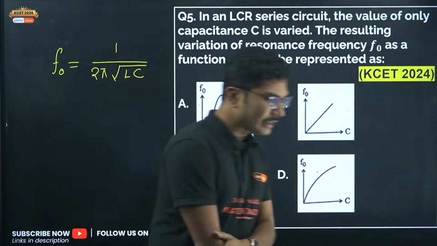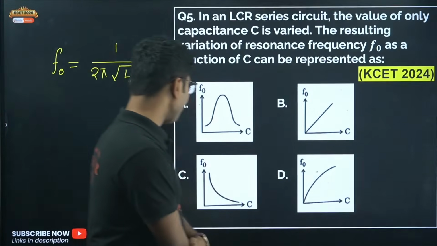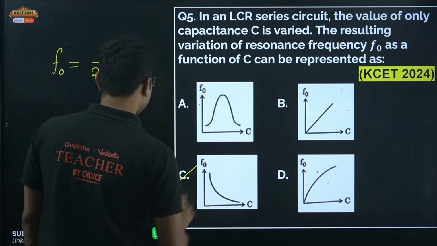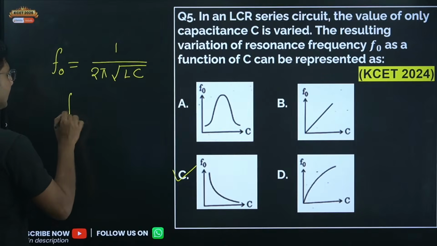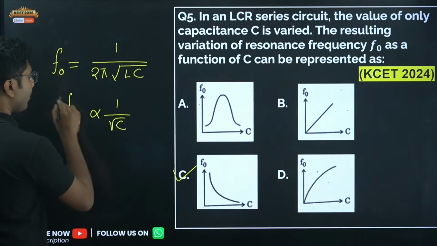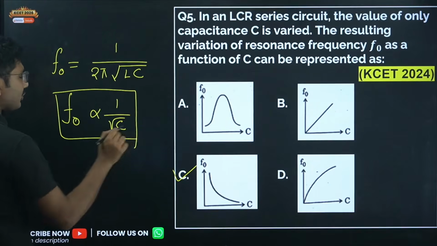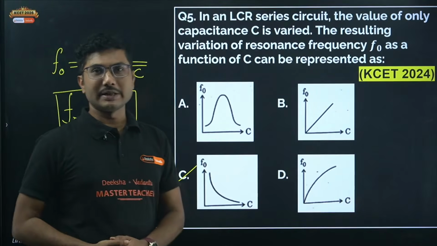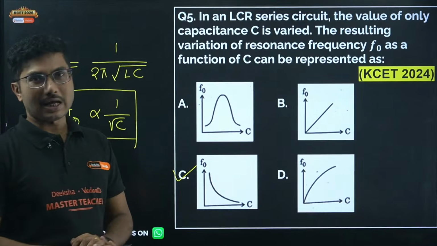Okay, let's see. Anantha is saying option C. Yes, option C is correct, because from the relation we can see that resonance frequency is inversely proportional to square root of C. So an inverse proportional graph is always represented by this. So this is definitely the correct answer.